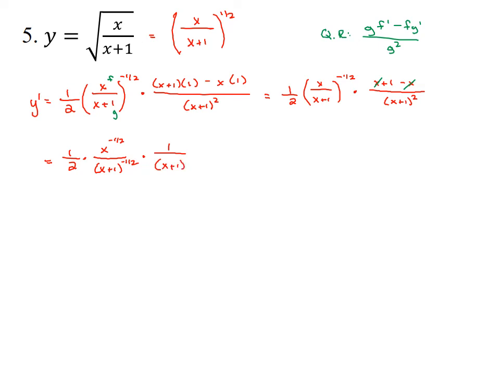Just leave that as 1 over x plus 1 squared. But as you can see, by breaking it up this way, I now have 3 separate fractions that I can multiply together. Across the top, 1 times x to the negative 1/2 times 1 is x to the negative 1/2. And on the bottom, you have a 2, and x plus 1 to the negative 1/2 times x plus 1 squared combines into x plus 1 raised to the 3/2 power. And that's as far as I need you to go.